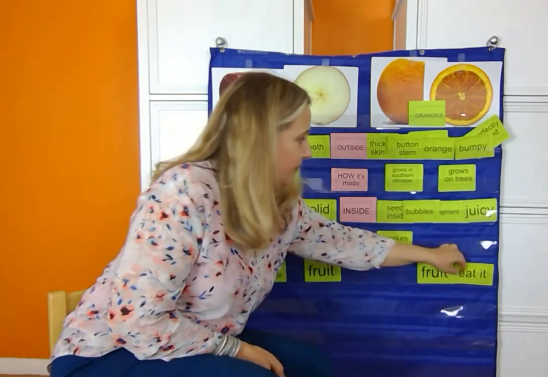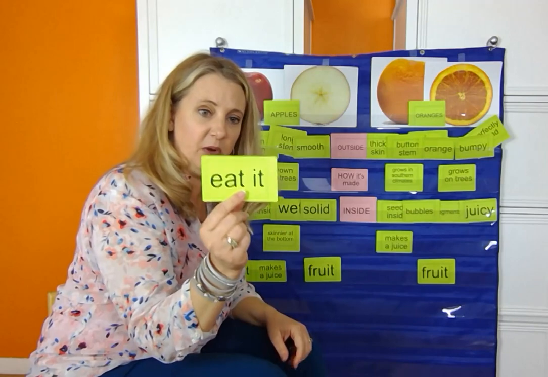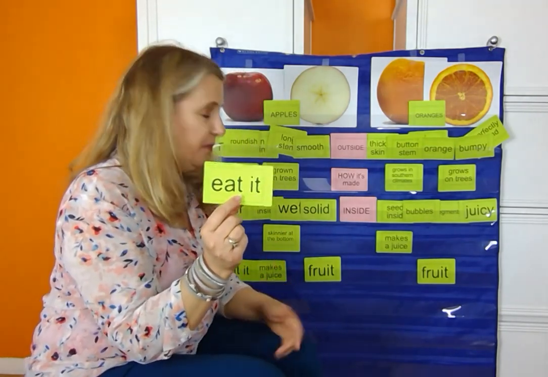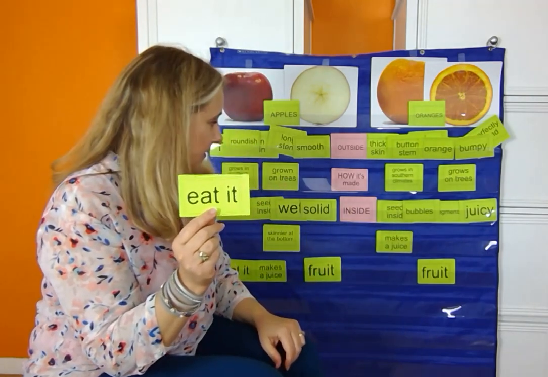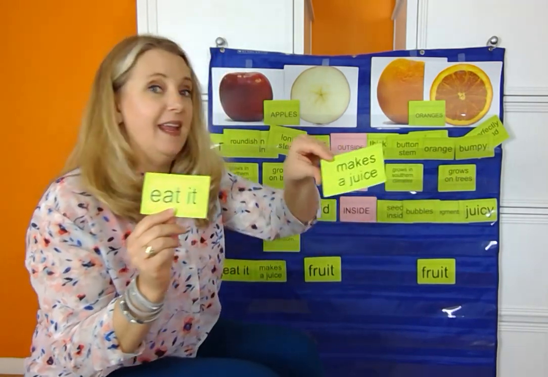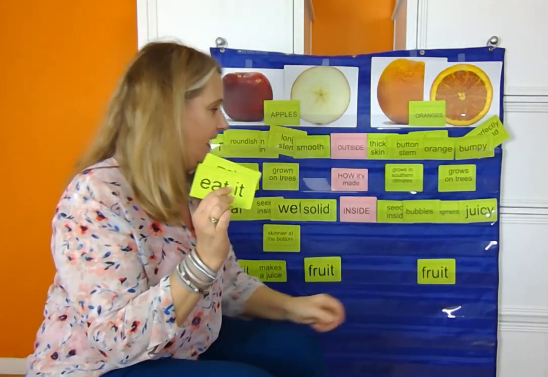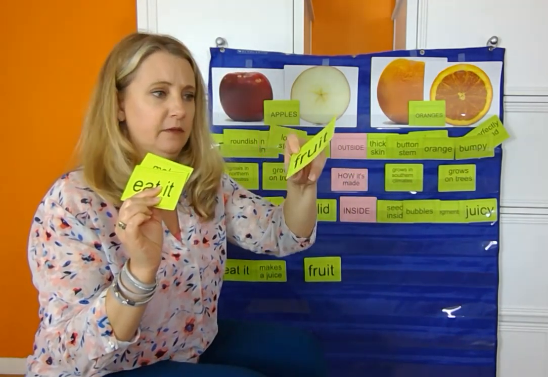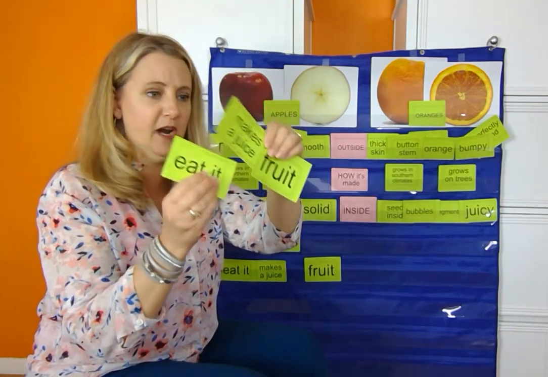What'd you say? You eat it. Okay. Anything else that goes with eat it? Make a pie, but those aren't our details. Oh, you make juice. Okay. And what's that? Fruit. Yeah, it's a fruit. So fruit, part of our food groups, right?